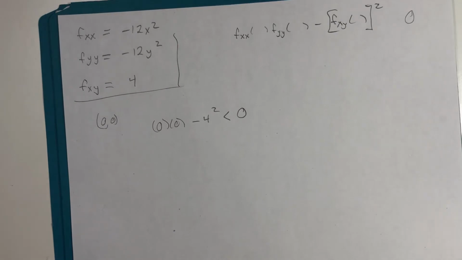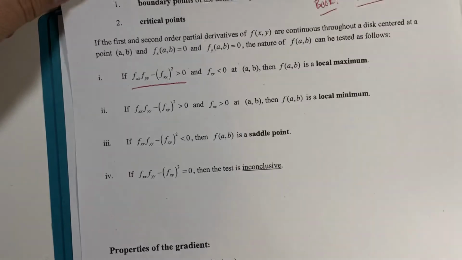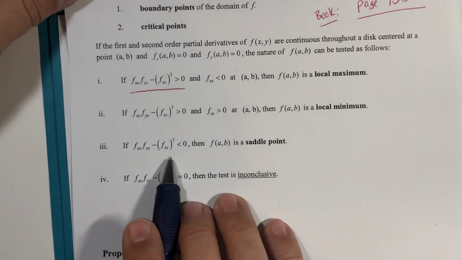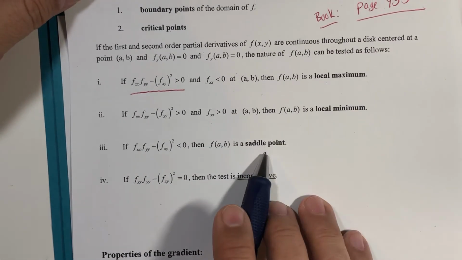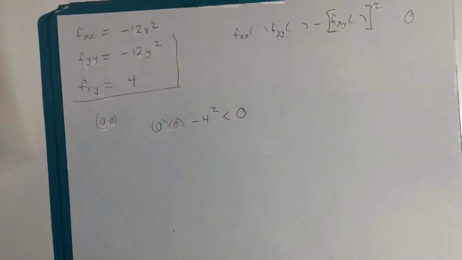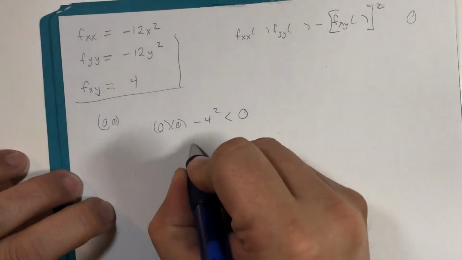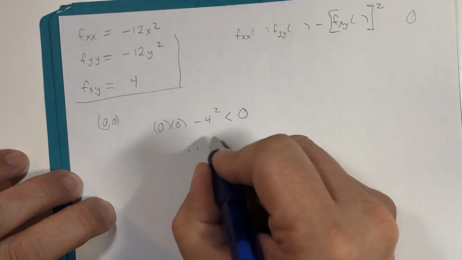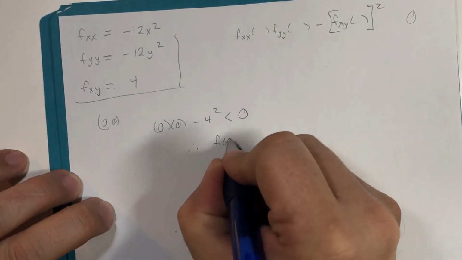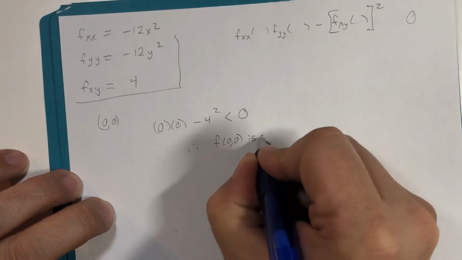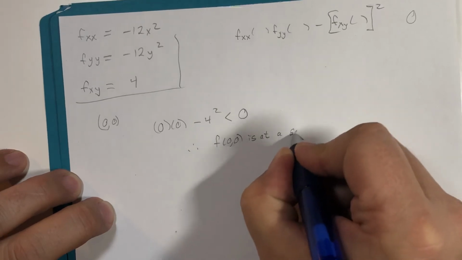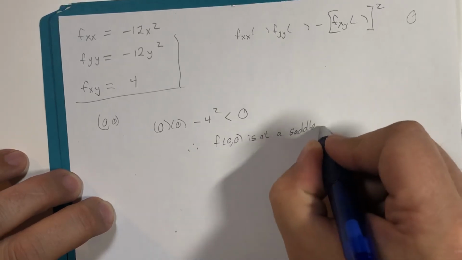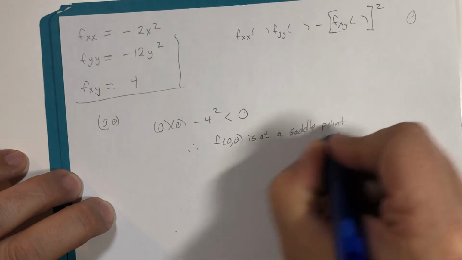And if we go to our handy-dandy formula sheet, we will see that if it's less than 0, then we have here a saddle point. A saddle point. So therefore, f of 0, 0 is at a saddle point.